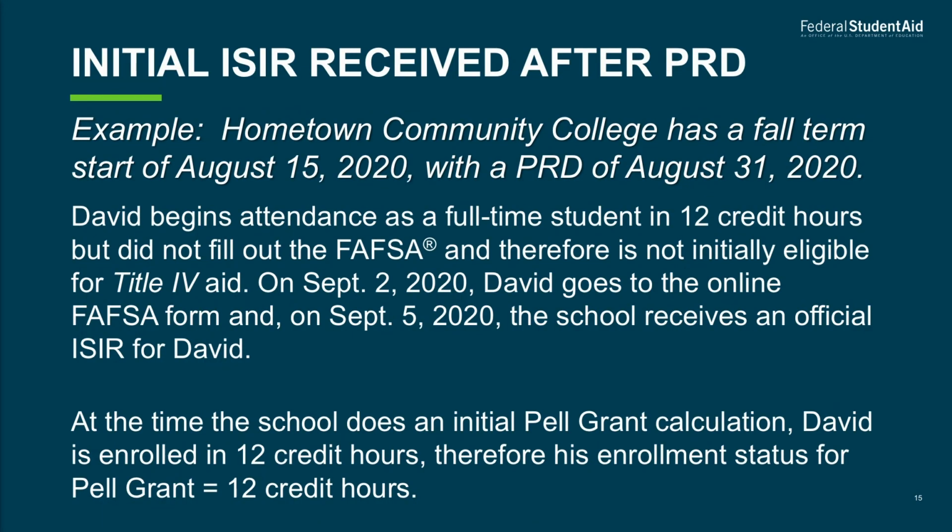Here we have Hometown Community College with a fall term start of August the 15th and a PRD of August the 31st. Our first student, David, is enrolled at the beginning of the term for 12 credit hours, but did not fill out the FAFSA until September the 2nd. On September the 5th, well after the PRD, the school received the official ISIR. In this case, we will use the enrollment status on the date of the initial Pell calculation since it is later than the PRD. David is still enrolled for 12 credit hours at the time of the initial Pell calculation, so he is eligible for a full-time Pell.